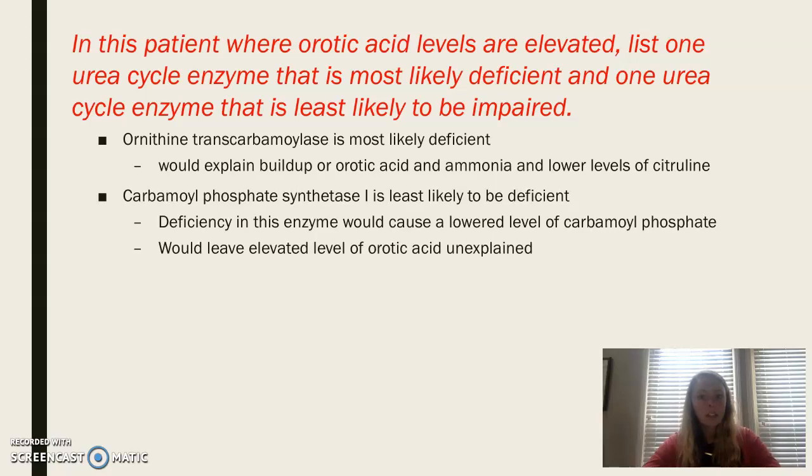Carbamoyl phosphate synthetase 1 is least likely to be deficient because this enzyme helps in the production of carbamoyl phosphate. So a deficiency in this enzyme would cause a lowered level of carbamoyl phosphate, which would mean that yes, nitrogen levels would still build up, but it would not explain the orotic acid buildup.